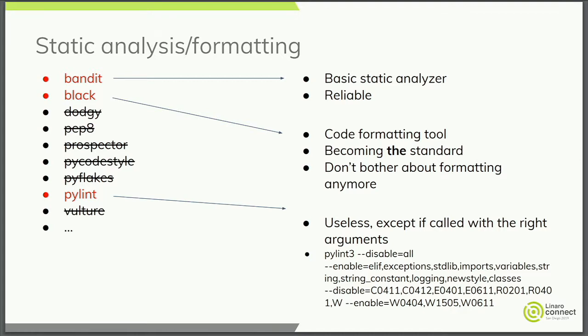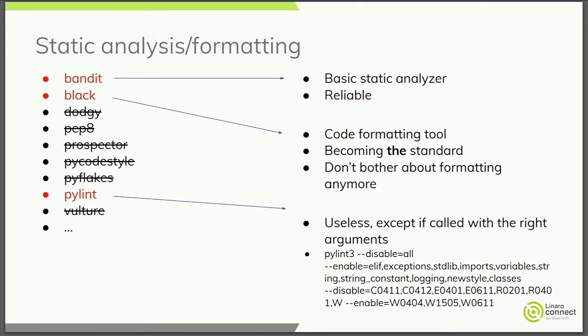So the first one is Bandit. It's a simple static analyzer. It won't find complex security issues in your code, but if it's running and if it's showing something, you have to look at it. It's likely to be a problem.